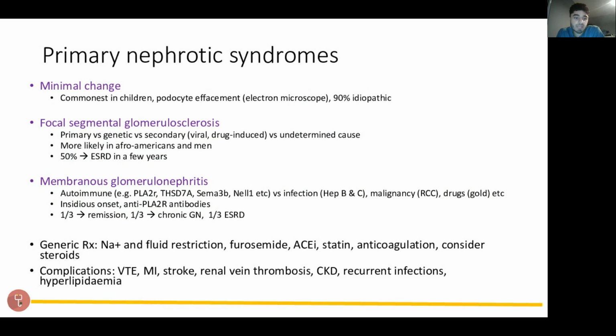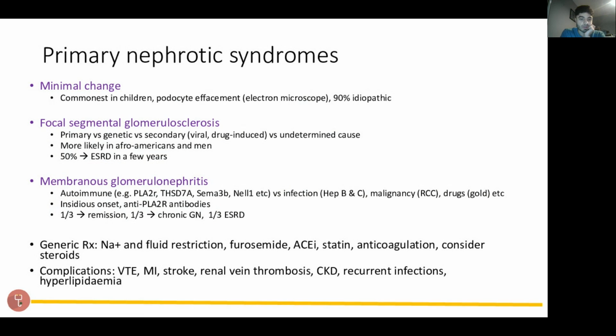The good thing about nephrotic syndrome is generally there is a generic treatment plan or pathway, okay? We're going to salt restrict, fluid restrict. If they're overloaded, then furosemide can help. And other things such as ACE inhibitors, statins for the hyperlipidemia, and anticoagulation is really important because remember that risk of VTE. And consider steroids. That depends a little bit more on what the disease process is.